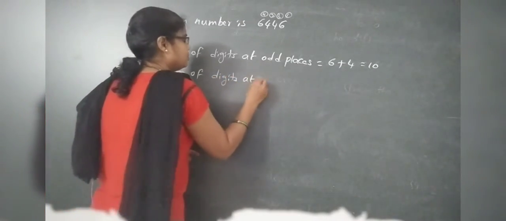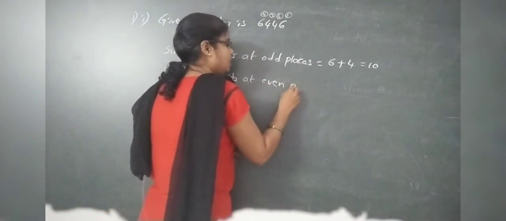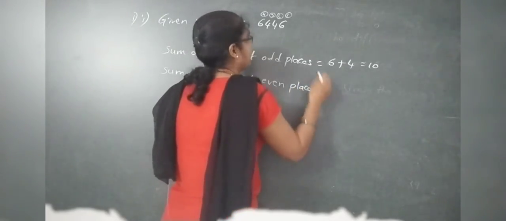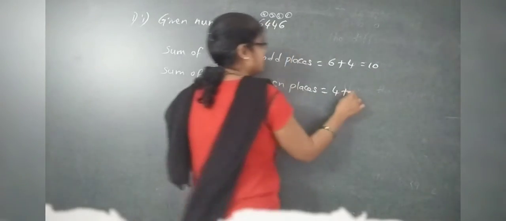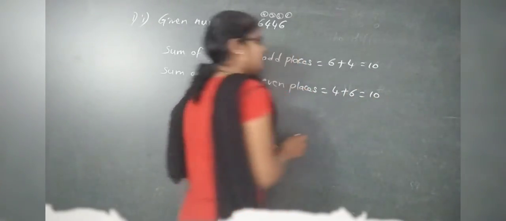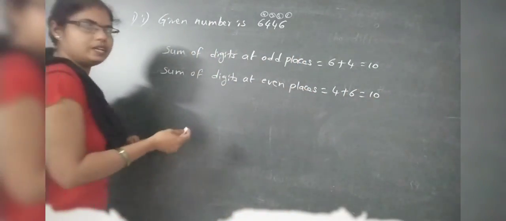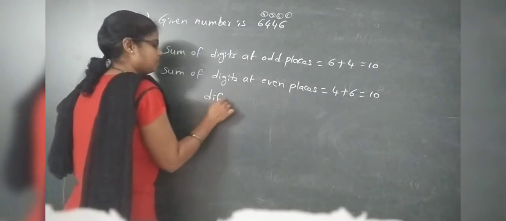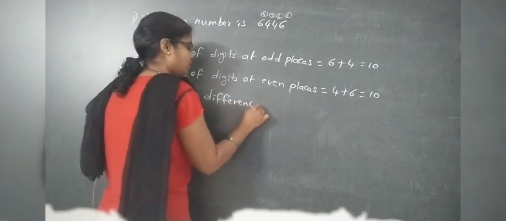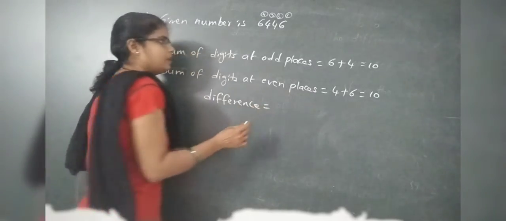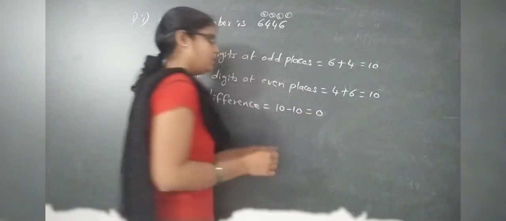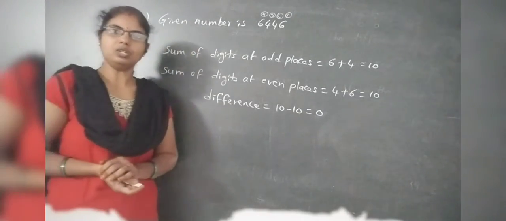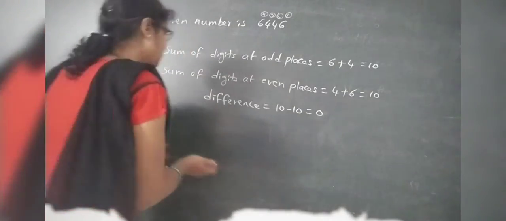Okay, next. Sum of digits at even places. So the even places, what is that? 4 plus 6. How much is 4 plus 6? 10. Now you should find the difference. Difference is equal to 10 minus 10. How much is 10 minus 10? 0. So is 0 divisible by 11, children? Yes, 0 is divisible by 11.